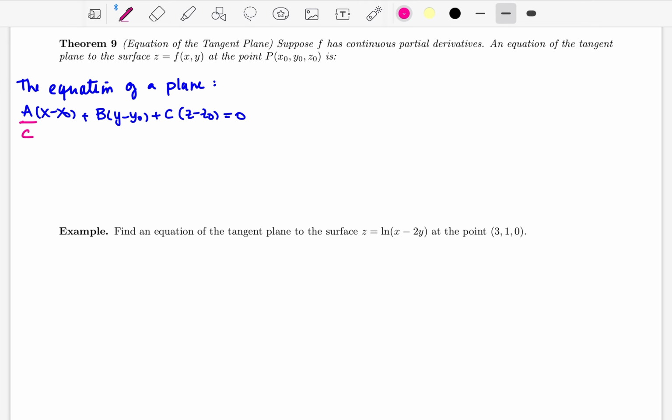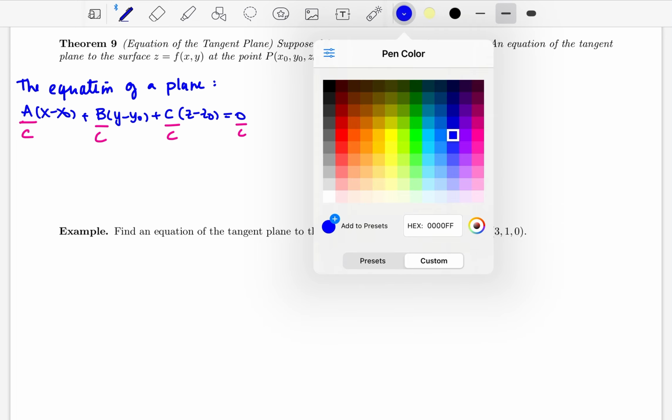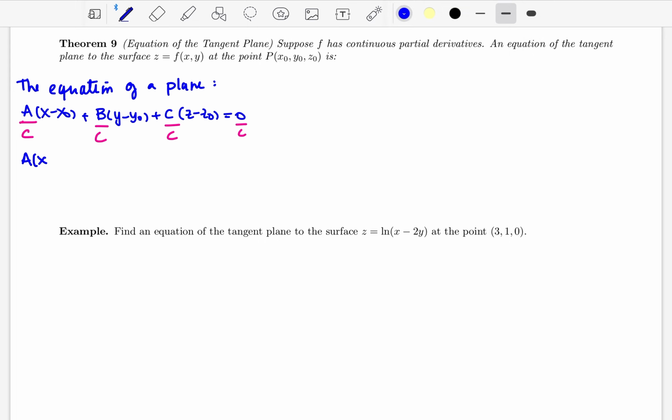So if I divide everything by c, assuming c is not equal to 0, obviously, then I get that a times (x minus x naught) divided by c plus b divided by c times (y minus y naught) plus (z minus z naught) is equal to 0. Okay. Now from here, what do we get? From here we get that z is equal to z naught.